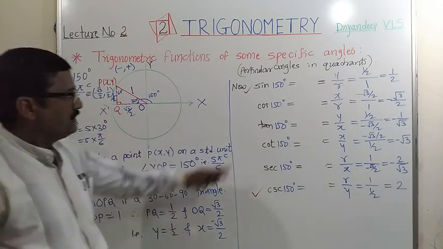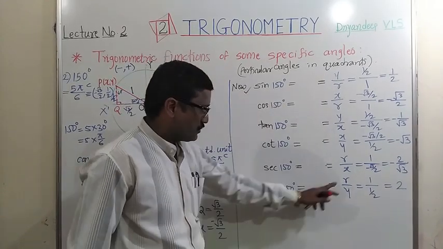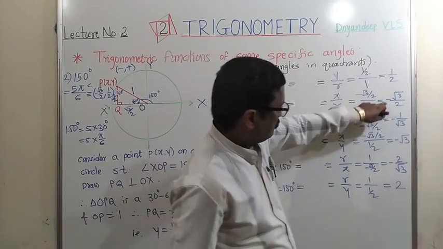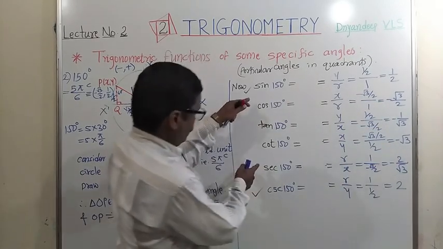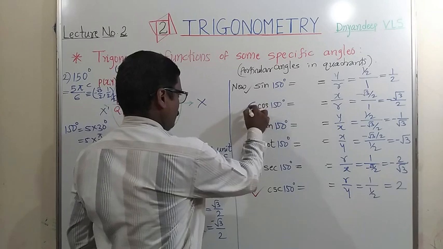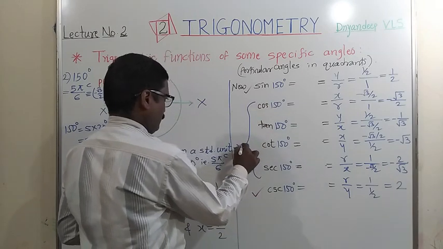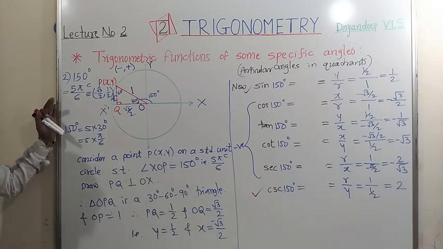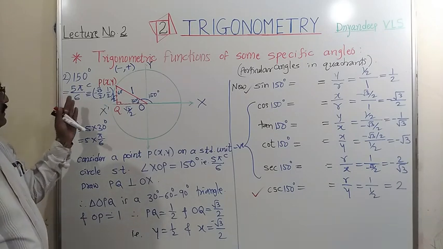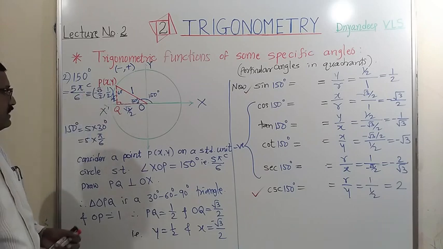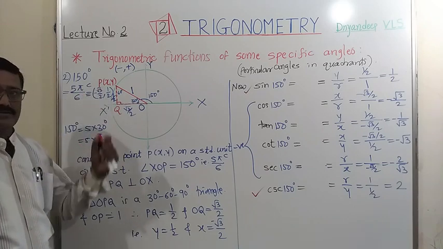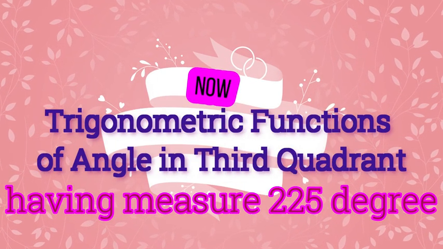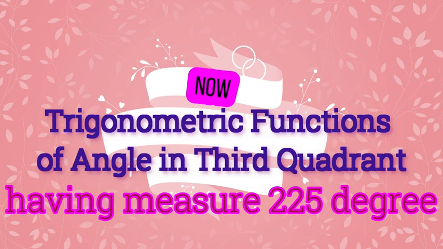Okay, so x is negative, so use those positive negative values. As y is positive, sine ratio y upon r and cosec ratio r upon y, these two are positive, remaining four ratios are negative. Okay, that is the trigonometric functions for angle in second quadrant. Now let us see one angle in third quadrant. Now see one more example of particular angle in quadrant 3.